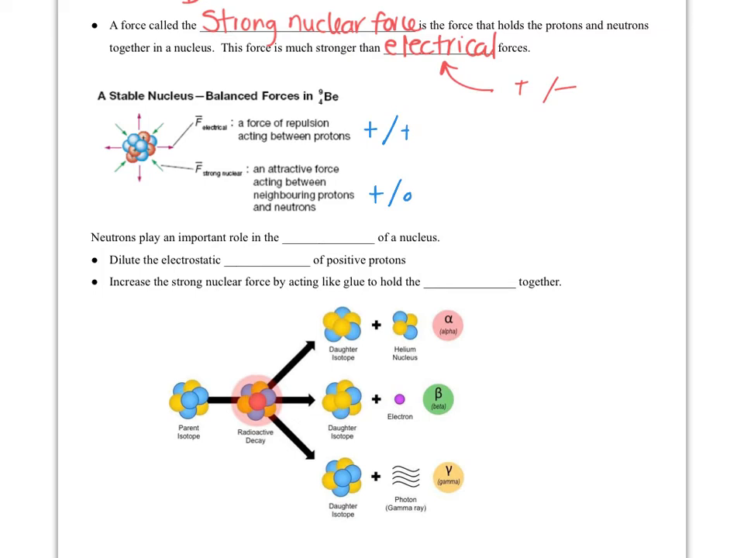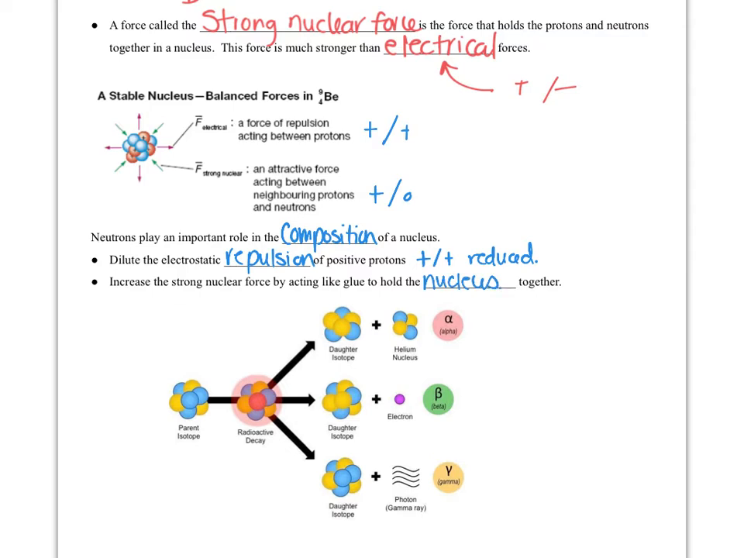So neutrons play an important role in the composition of a nucleus. They dilute the electrostatic repulsion of positive protons. So they reduce the positive, because they are kind of getting in between there. They also increase the strong nuclear force by acting like glue to hold the nucleus together.